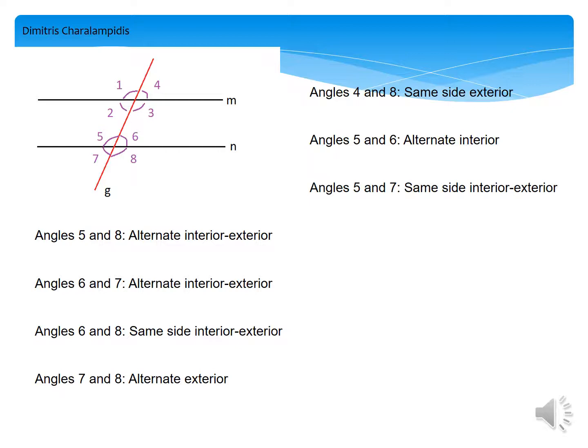Angles 5 and 6 are alternate interior angles. Angles 5 and 7 are same side interior-exterior angles. Angles 5 and 8 are alternate, they are placed on different sides of line G. Interior, that's angle 5, exterior, that's angle 8 respectively. Angles 6 and 7, they are alternate interior-exterior angles. Angles 6 and 8, they are same side interior-exterior angles. Angles 7 and 8, they are alternate exterior angles.